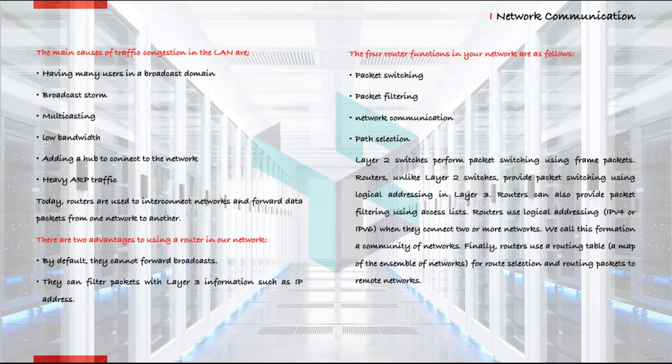Let's take a look at the main causes of congestion in our network. Congestion can occur in our network due to reasons such as having a large number of users in a broadcast domain, broadcast storm, multicasting, low bandwidth, adding a hub to connect to the network, and heavy ARP traffic.